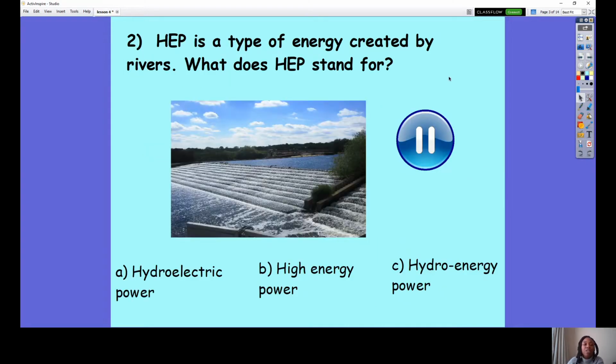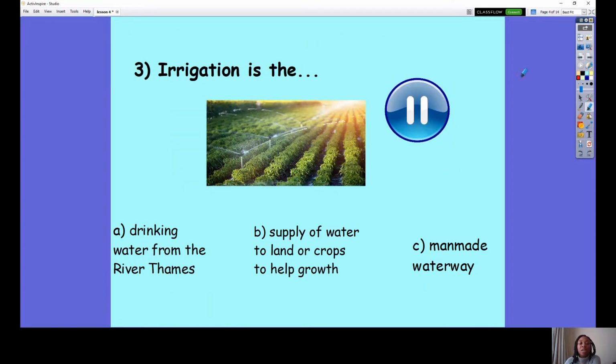Moving on, HEP is a type of energy created by rivers. What does HEP stand for? Is it A, hydroelectric power, B, high energy power, or C, hydro energy power? Pause the video to work that out. Okay, the answer, HEP, stands for hydroelectric power. We looked at that last week when we were talking about rivers and how humans engage with it to produce energy.